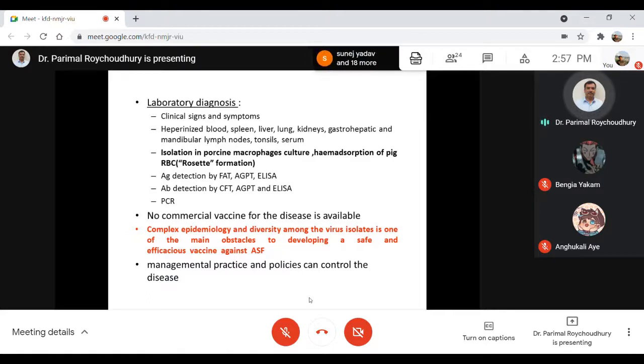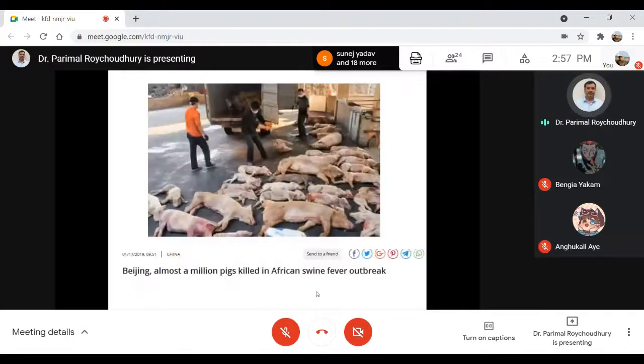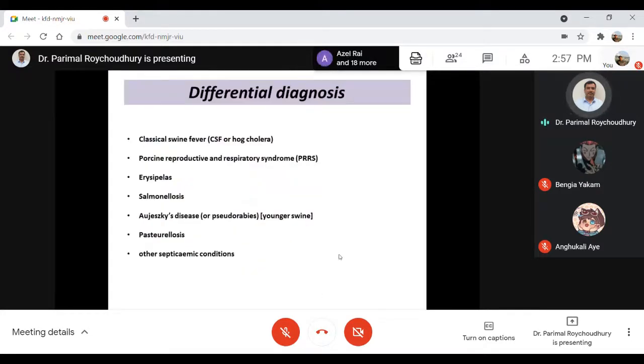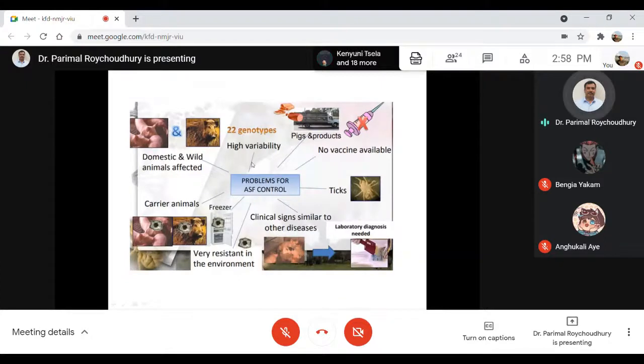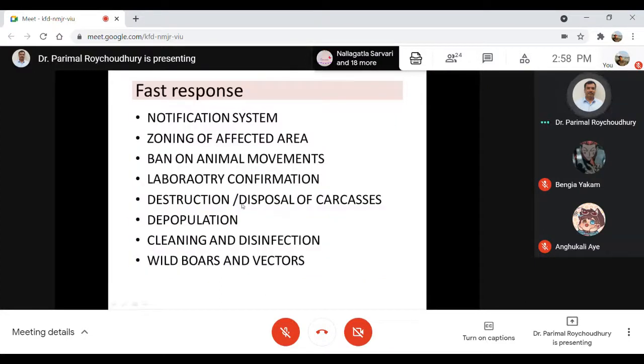So it only lies with management and policy making, where we can contain the disease. In this outbreak in China, you can see here at what intensity the pigs have died. Some diseases need differential diagnosis. Now, why is it a problem to control? Because of all these factors, we need proper laboratory diagnosis to differentiate from other diseases in pigs. Then pig products can also carry the virus, there are 22 genotypes with high variability recorded, then wild hosts, etc. So that complicates the whole process.